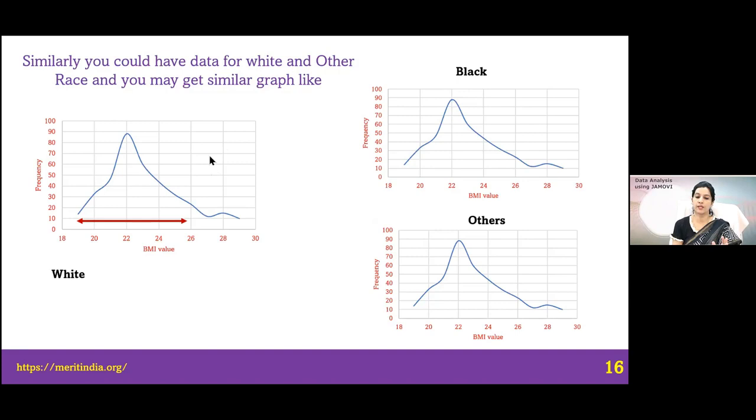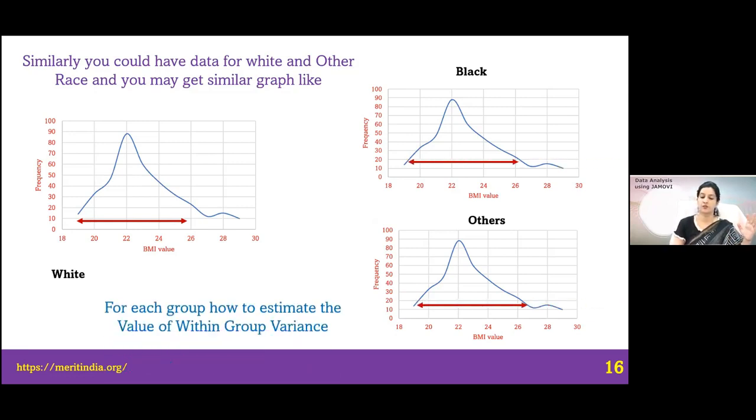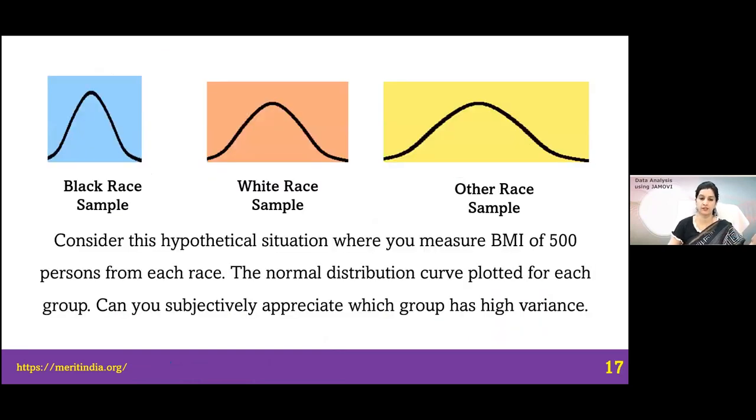This is the within group variance among the white, and the black, and we are seeing BMI. And this is the BMI value. So if you calculate the variance in one group, this is known as the within group variance. Is it okay to all of you? So you will have 3 variances here, 3 within group variances. For each group, we have to estimate the value of within group variance. So these are the 3 graphs: this is black, this is white, and other race.